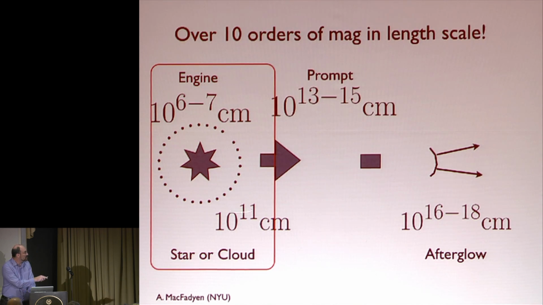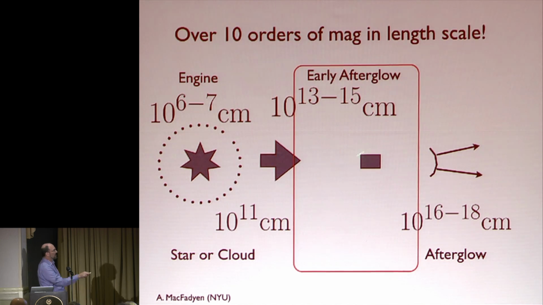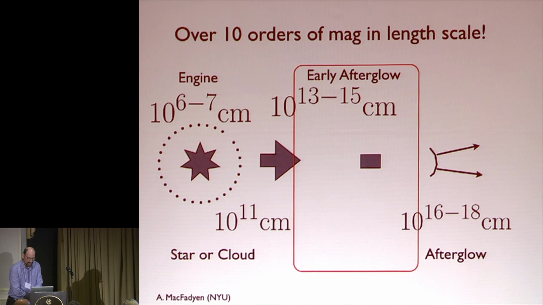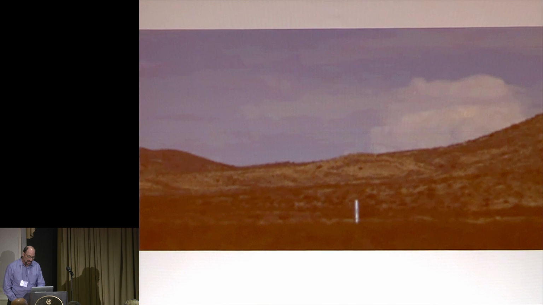The first involves the breakout of a relativistic jet from its ambient medium. Then a kind of coasting phase where it decelerates and stops. And then what I'm going to call the early afterglow phase. And then there's the late afterglow phase, where all of the energy is in a collimated shock wave that's traveling through the interstellar medium.